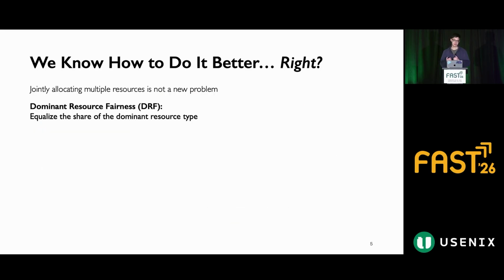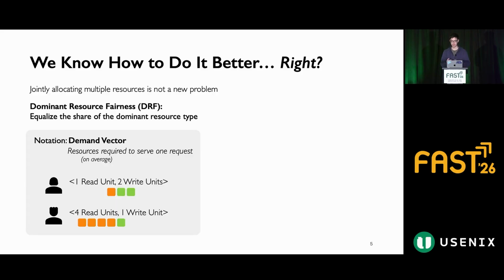So it turns out that jointly allocating multiple resource types is not a new problem. DRF has already told us the right approach is to equalize the share of the dominant resource type of every tenant. So in this model, we denote a tenant's demand as a vector called the demand vector, which compactly represents the resource required to make a unit of progress, say serve one request.